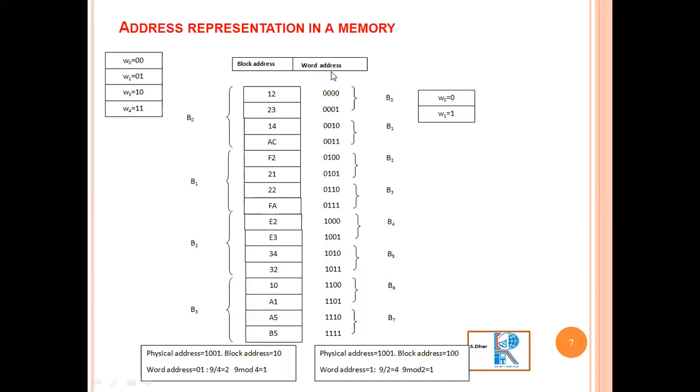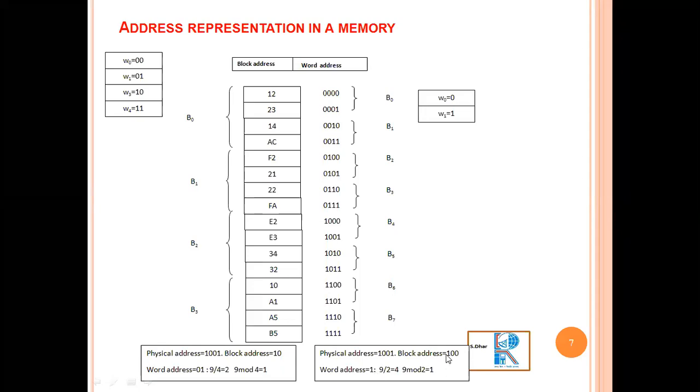Now you know what is the total number of words. Here in this example, 1001. So I have already told you 1 bit is required for addressing the word and 3 bits are required for addressing the block. So what is the block address? The upper 3 bits in this case, because 3 bits are required for the block. So 1, 2, 3. So 100, this is the block address, and 1 is the word address.